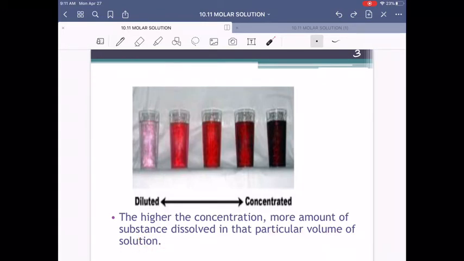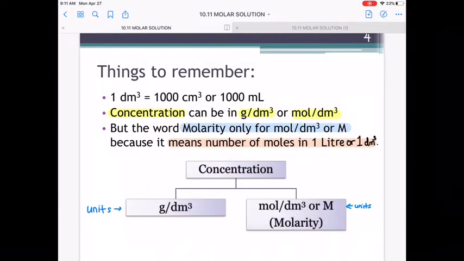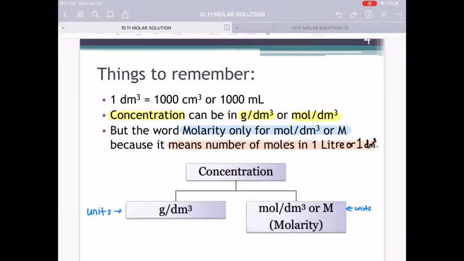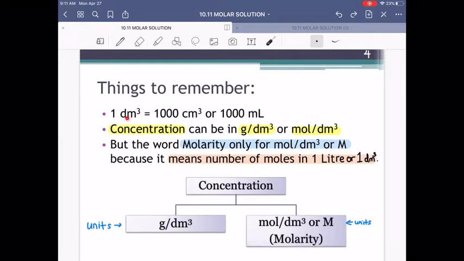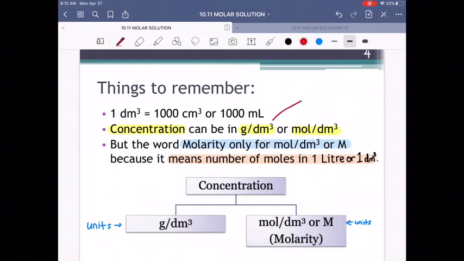Okay, next page. So things to remember in this topic: 1 dm cube is equal to 1000 centimeter cube or 1000 milliliter. Concentration for this topic can be in gram per dm cube or mole per dm cube. These two are the units of concentration. Okay, I forgot to write this. Units.